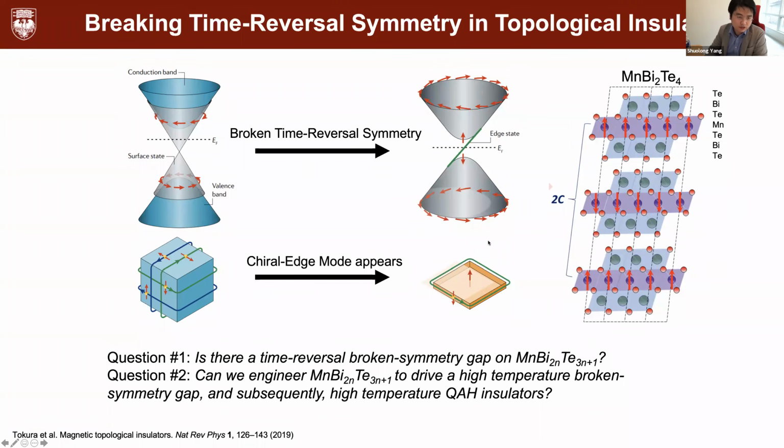So for topological insulators, why do we want to make it magnetic? And the underlying reason for that is that we want to induce broken time reversal symmetry. And when you break the time reversal symmetry, you can induce a broken symmetry gap at the surface state. And this will induce a topologically non-trivial edge state. This edge state is actually chiral. So basically what you're doing here is that you induce a quantum anomalous Hall effect. That's our grand goal.